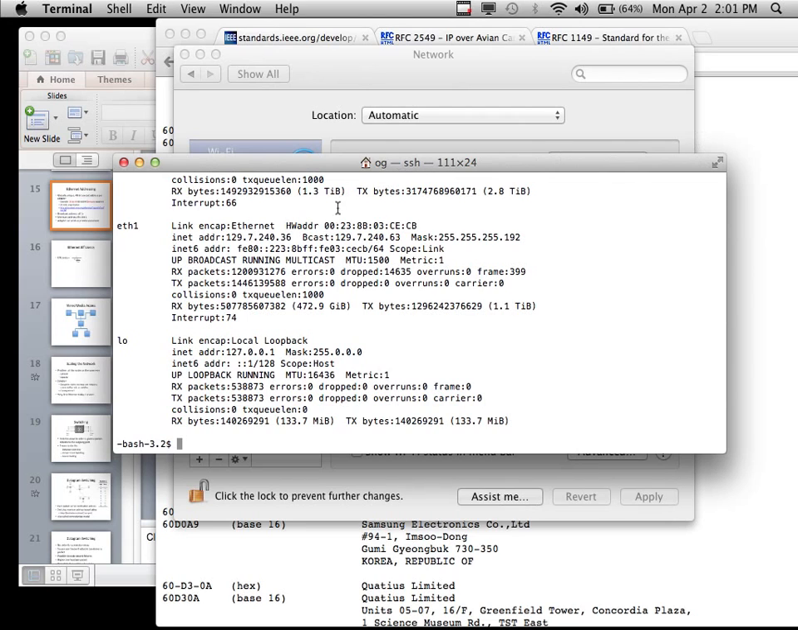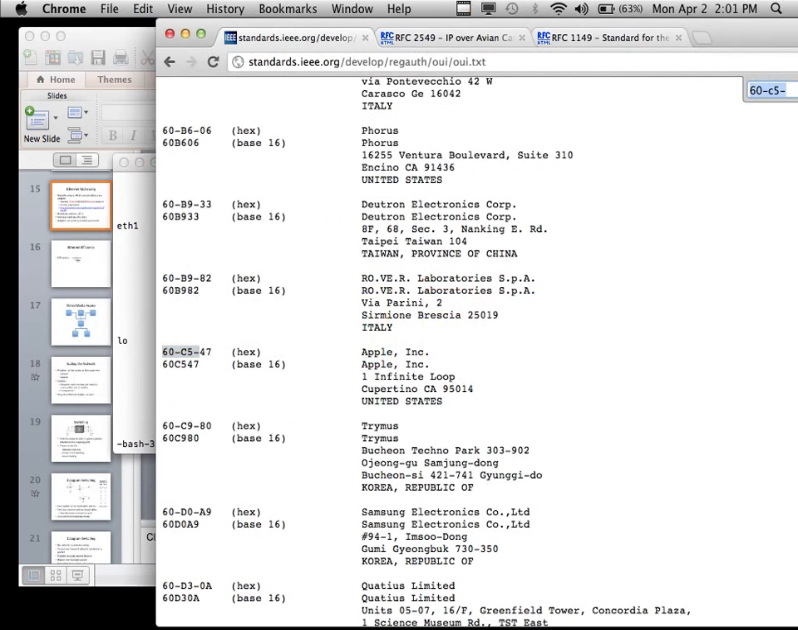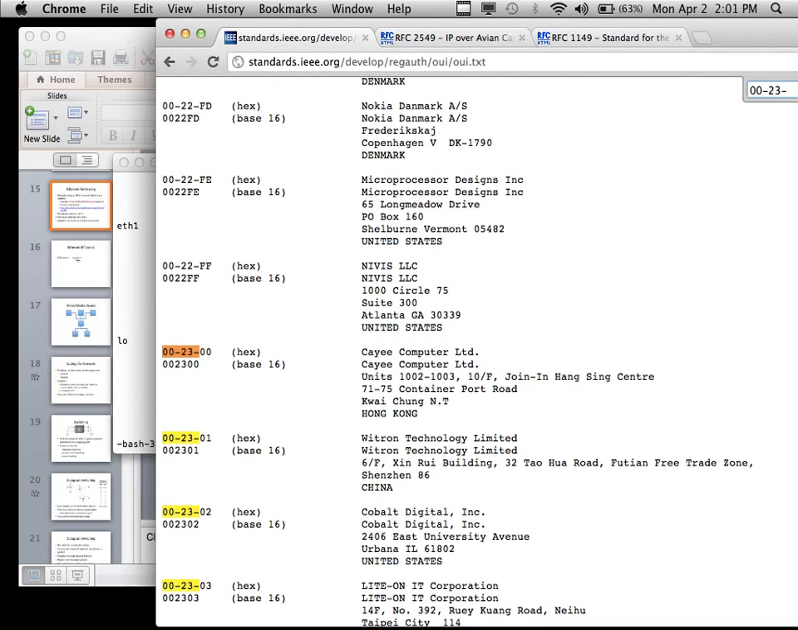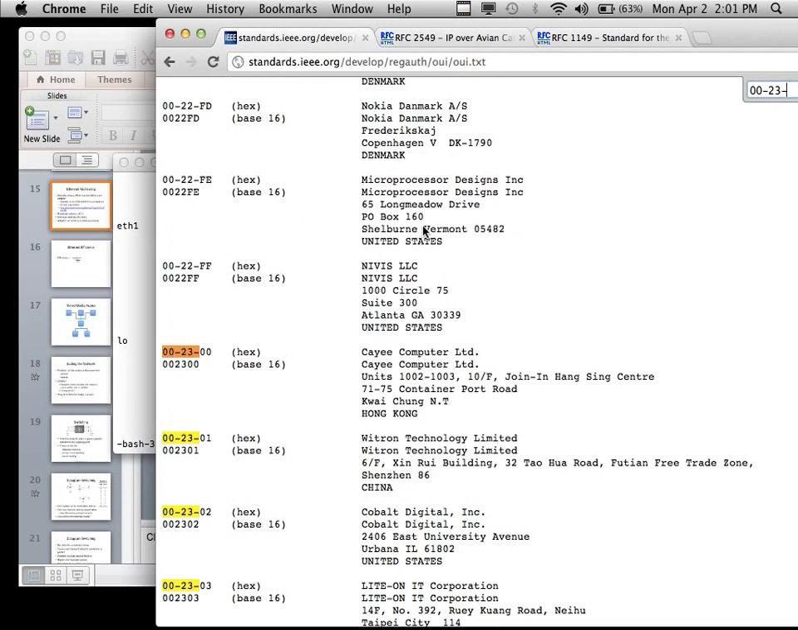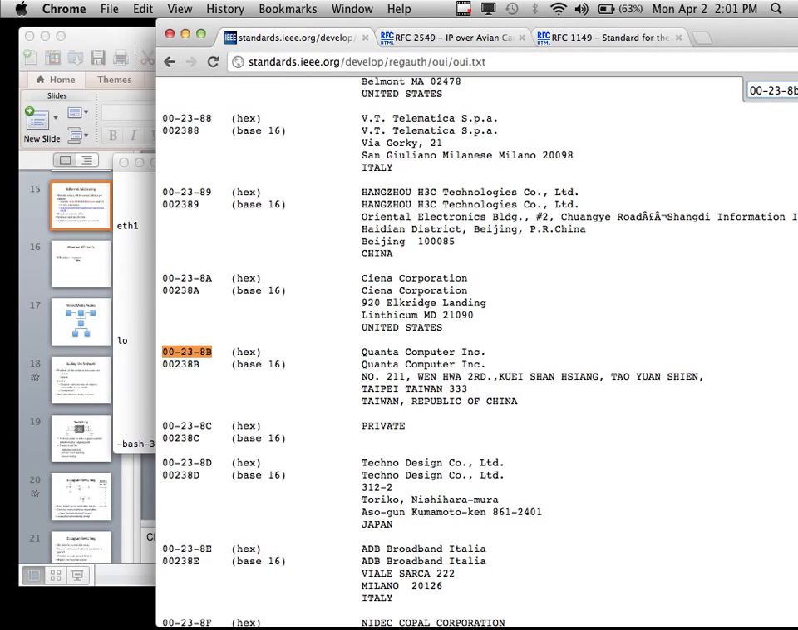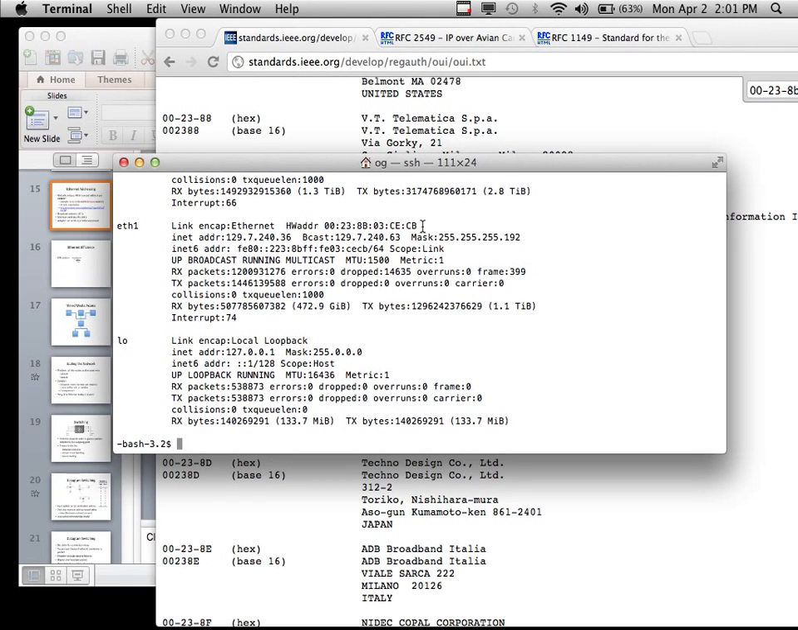For example, there is an interface called ETH1. This is the IP address of that interface, and here's the hardware address. So what are the first few numbers? 0023. Just remember that, okay? What is it? That's the manufacturer that built this particular network interface.